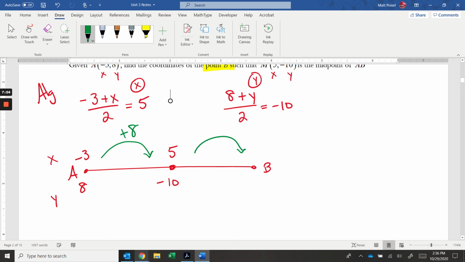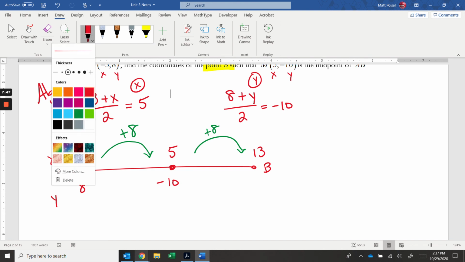Well, to go this way, you've got to do the same thing. You've also got to take 8 steps. Just be careful. It's not like we're going to go left one time and right one time, but to go from one endpoint to the midpoint, and then the midpoint to the other endpoint, you're going to be going in the same direction. So 5 plus 8, that's going to give me 13.